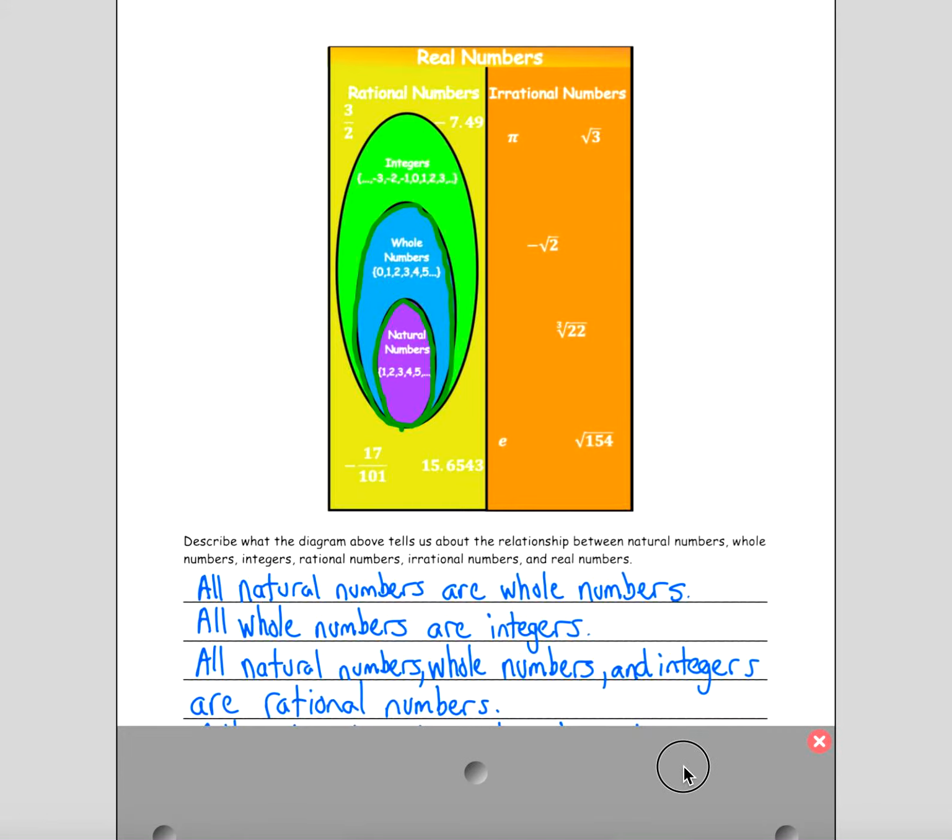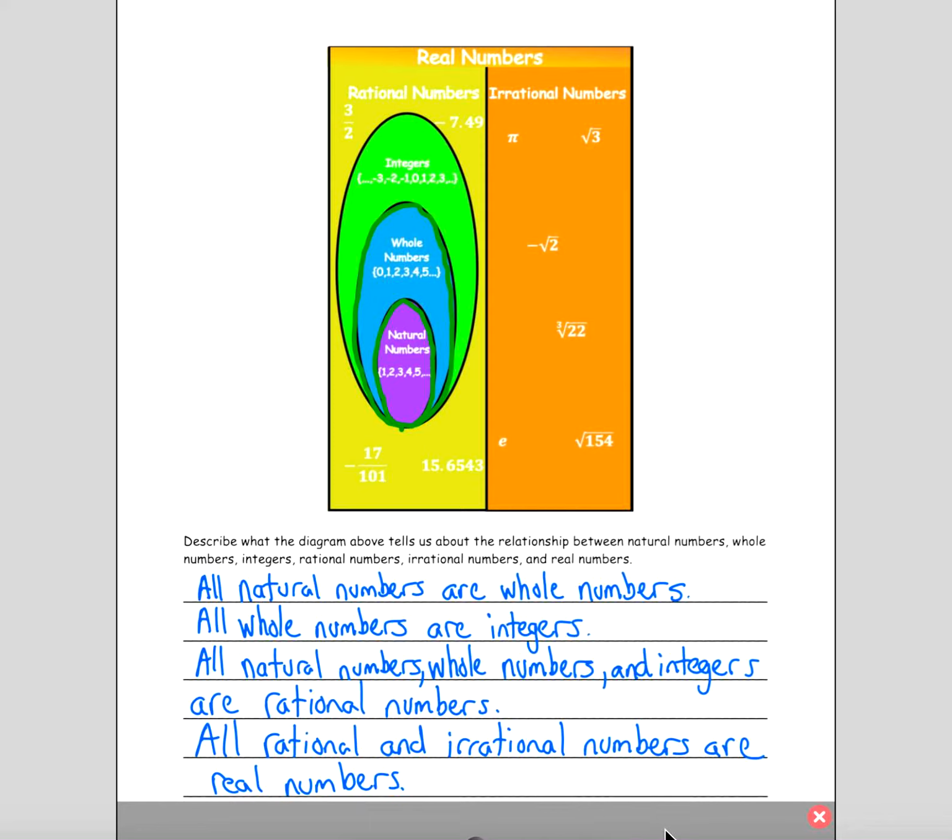So all natural numbers, whole numbers, and integers are rational numbers. Take a look at the irrational numbers. They're on their own separate side, like pi, radical 3, cube root of 22. So they aren't going to overlap with the rational numbers, integers, whole numbers, or natural numbers, but the real numbers contain all of the rational numbers and the irrational numbers. So that is how they are all related. We are going to mathematically define every single number set on the next page.